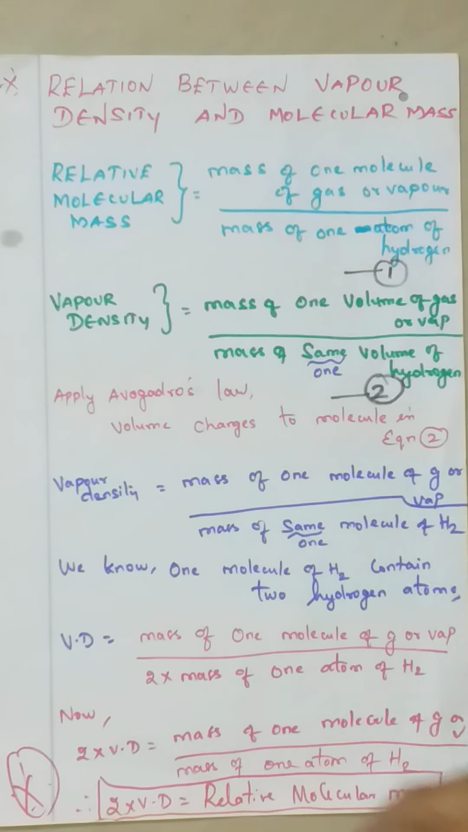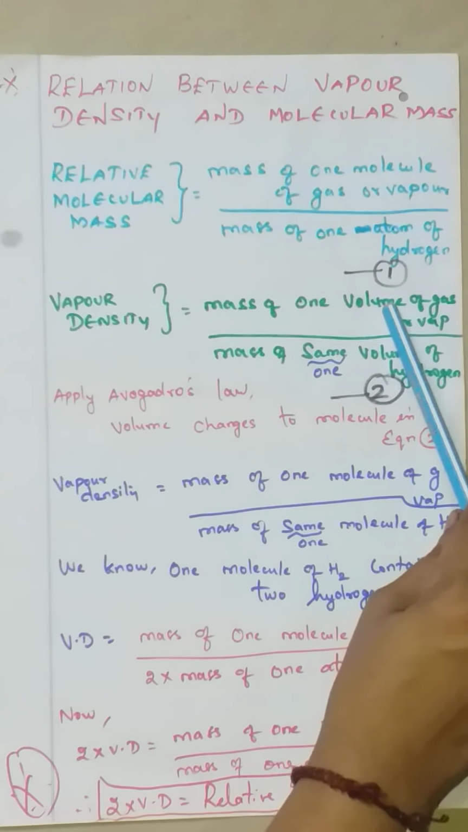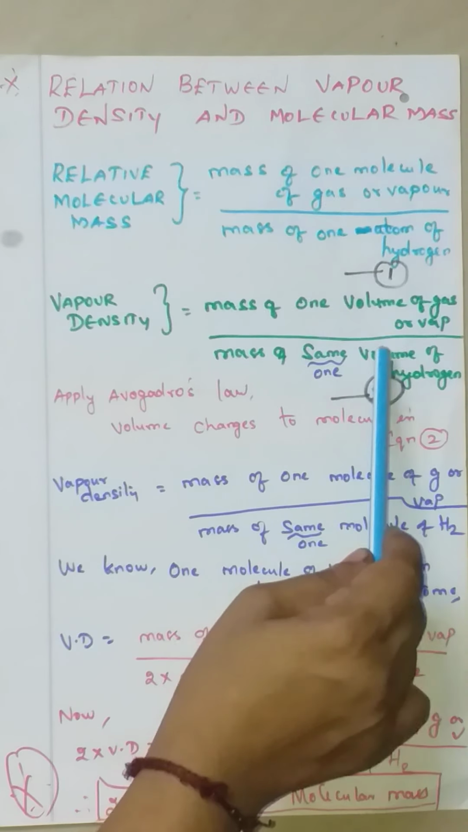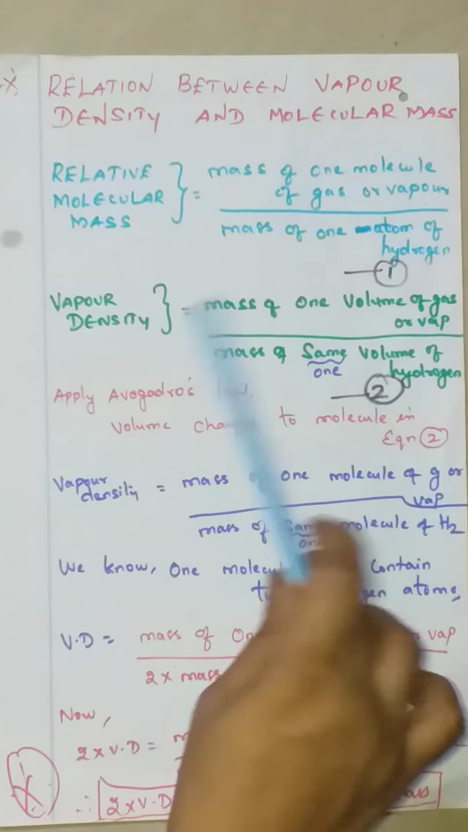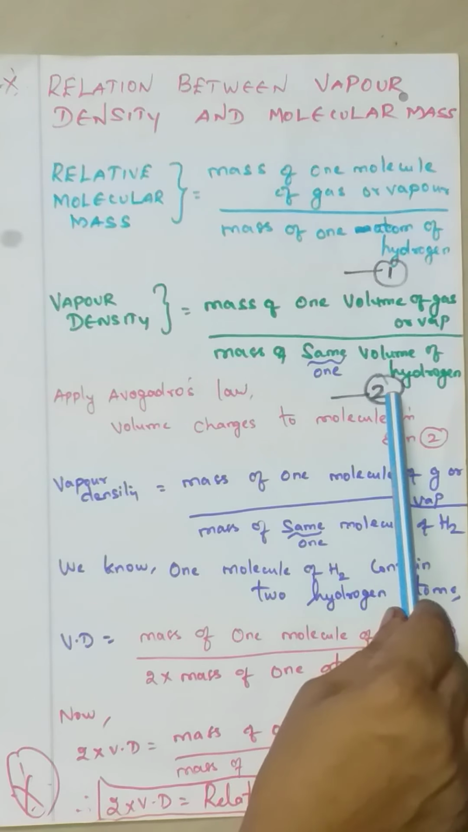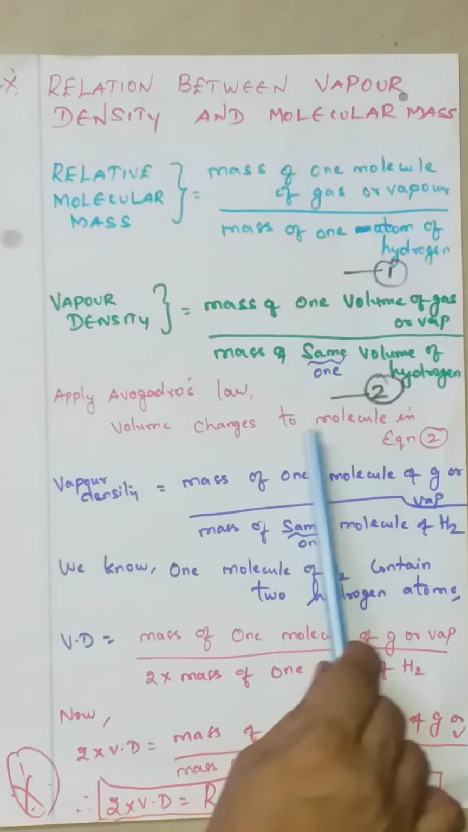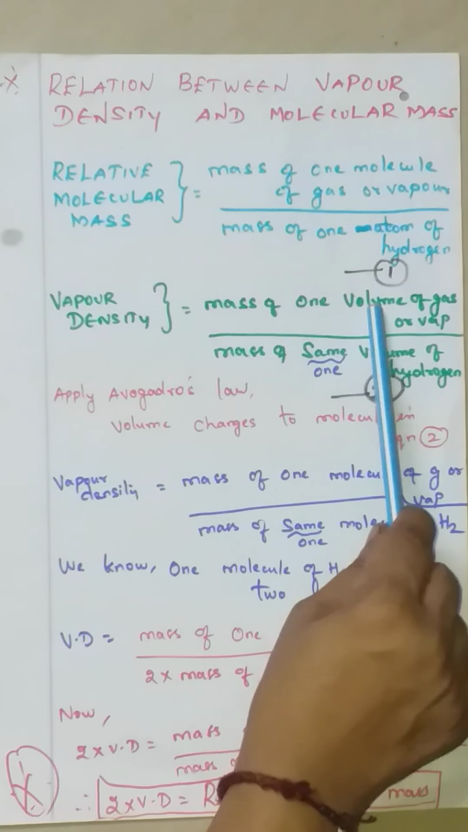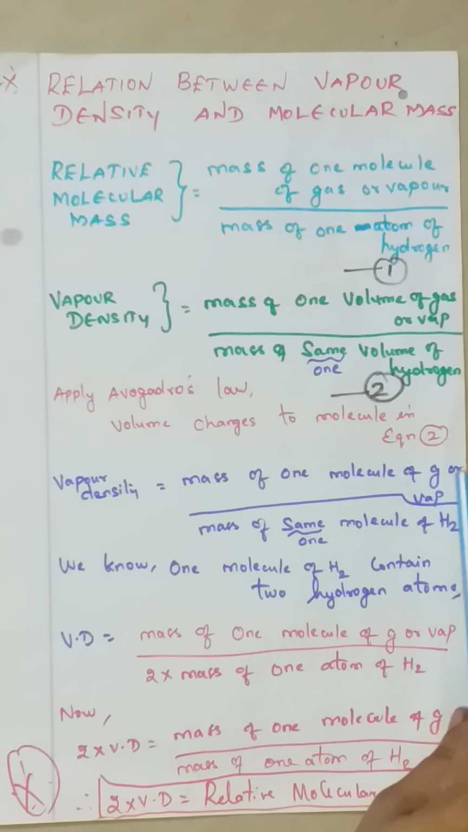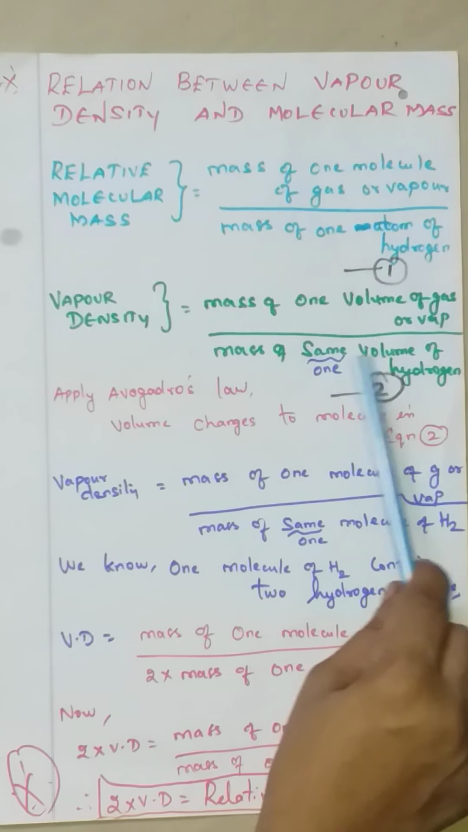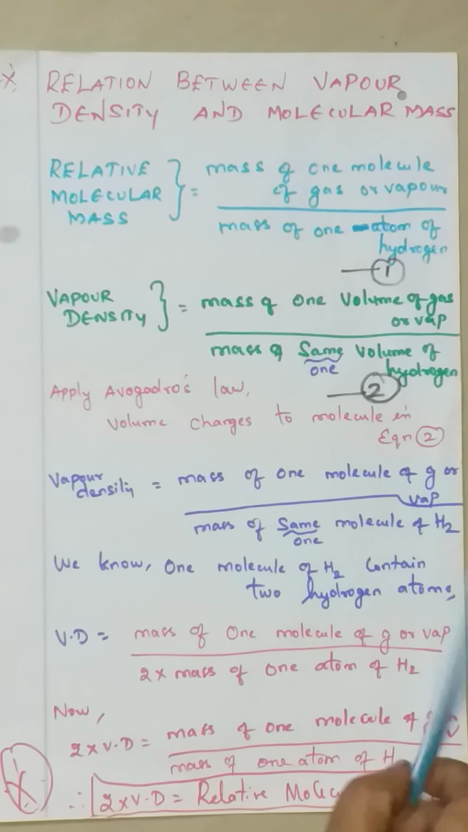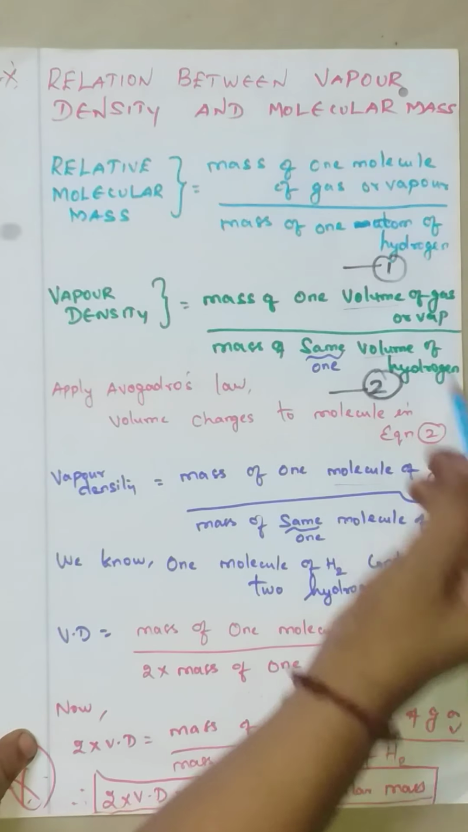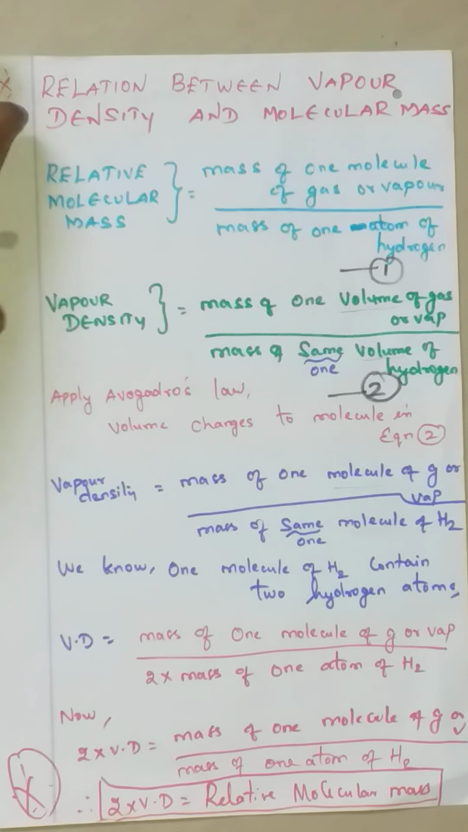Apply Avogadro's law in equation number 2. What is Avogadro's law? Simply, wherever volume comes, we substitute the word molecule. Volume is a word we change into molecule. Now vapor density equals the mass of one molecule of gas or vapor divided by the mass of one molecule of hydrogen. This volume alone changes into molecule, and here also volume alone changes into molecule. So this is Avogadro's law.